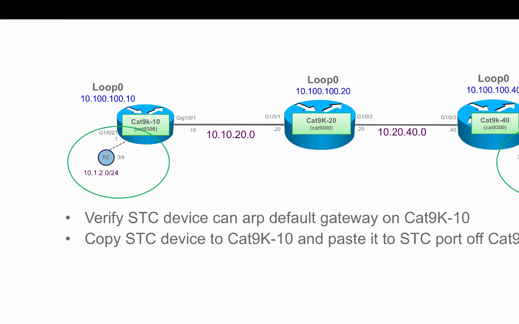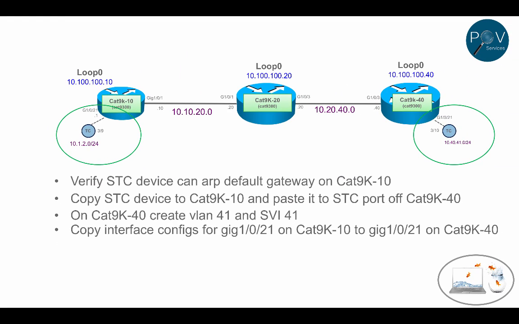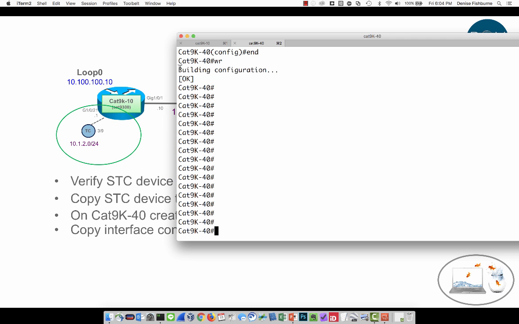which means that the next thing I have to do is go to the Cat9K 40, create VLAN 41, and create the SVI. And I also want the gigabit interface, gigabit 1021, to look like my typical Spirent TestCenter connected port that I already have over on Cat9K 10. So we're going to look at how I had things set up over on Cat9K 10, and then go to Cat9K 40 and do that. So let's go look at Cat9K 10.